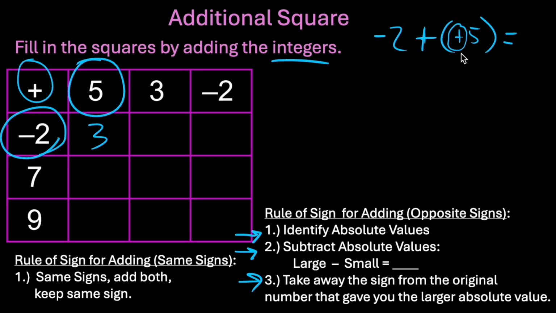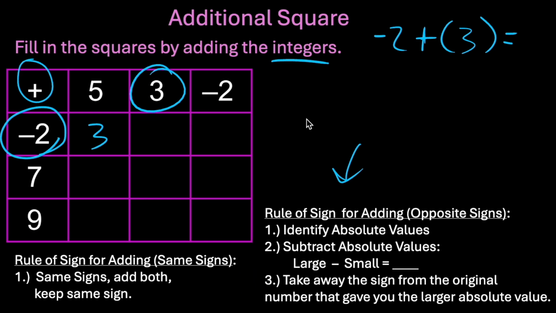All right, I just need to erase the second number and add in the next number. So now we're at 3. So -2 plus 3. Again, we're adding two numbers with opposite signs, so we need to use the rule of sign for adding opposite signs. The first thing we need to do is to identify the absolute values.